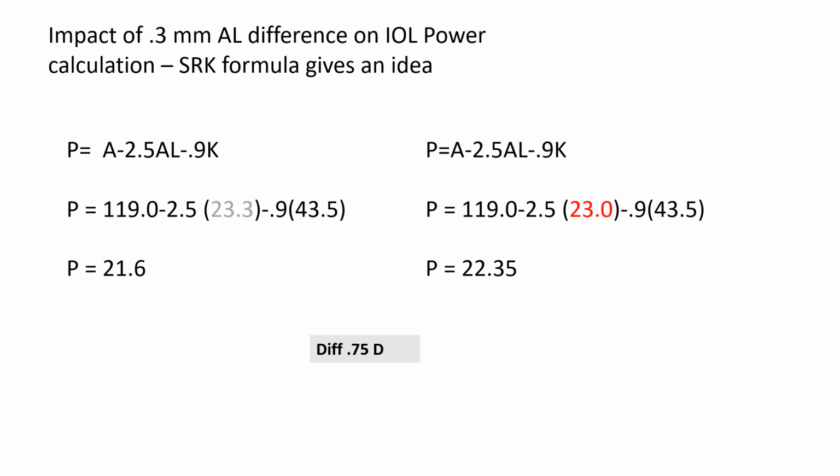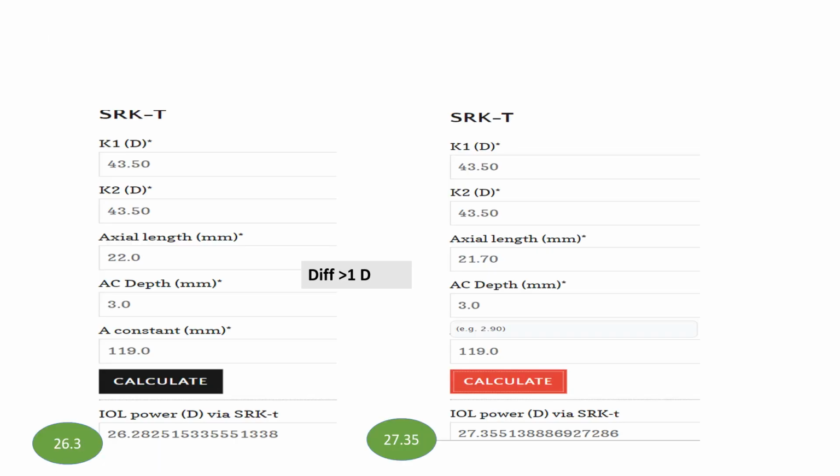In the next slide, we will see what is the difference in final IOL power if we make an error of 0.3 millimeters with the currently used SRK/T formula. So here is the SRK/T formula which many doctors use, and SRK/T is the updated version of the SRK formula. So with 43.5 as average keratometry reading, axial length of 22, anterior chamber depth of 3.0, and A constant of 119, the IOL power calculated is 26.3.